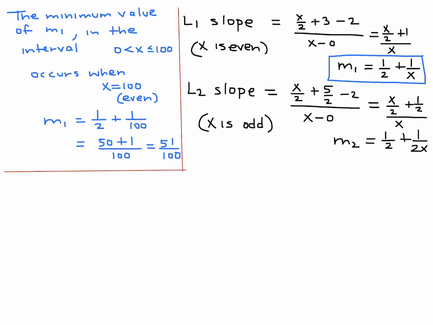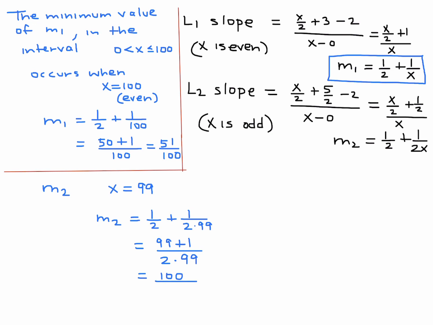Now, in the very same way, we want to find the minimum value of m2. And that occurs when x is equal to, obviously it's got to be an odd number, so 99. Because remember, because of the nature of this, the minimum value will occur when x is as large as possible. And because in the second scenario x is odd, the largest odd number in that range is 99. So you substitute 99 into that formula, you get m2 is equal to 1/2 + 1/(2 times 99). And if you multiply top and bottom by 99, you get (99 + 1)/(2 times 99). And that gives me 100/(2 times 99), which is just 50/99.